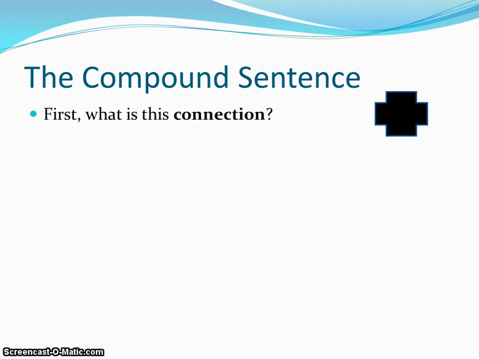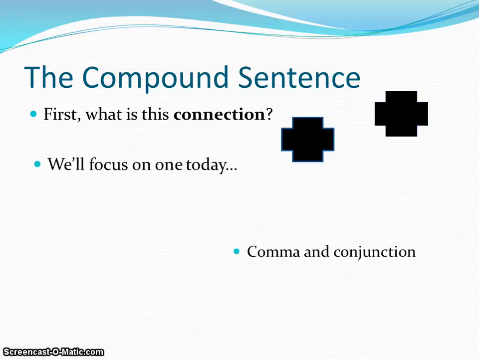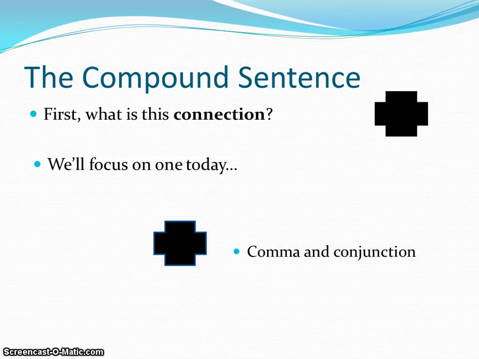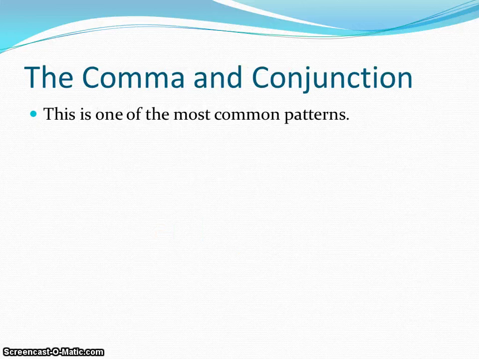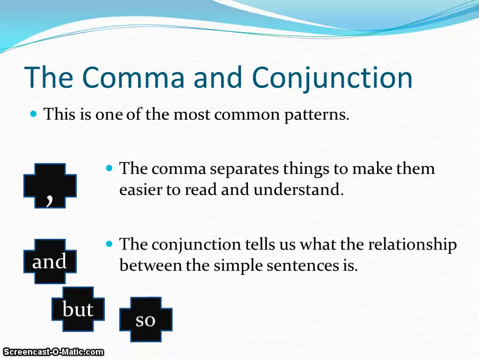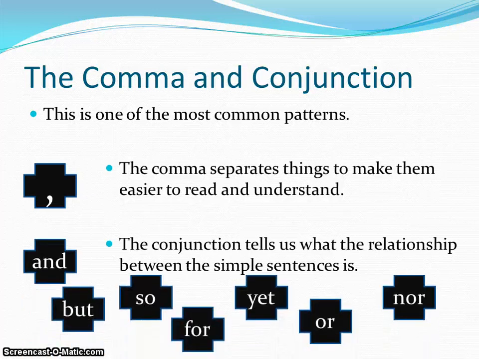What are these connections? We're going to talk about one of them today, the comma and coordinating conjunction. This is one of the most common patterns. The comma separates things to make them easier to read and understand. And then the conjunction tells us what the relationship is going to be between these simple sentences. And these 7 conjunctions are the only conjunctions that you can use for this pattern.